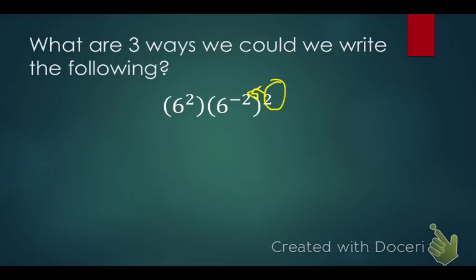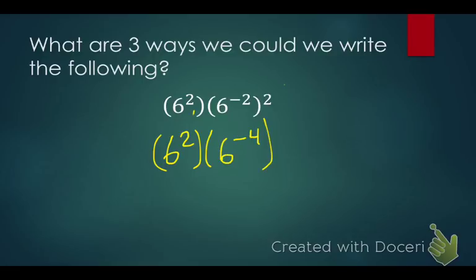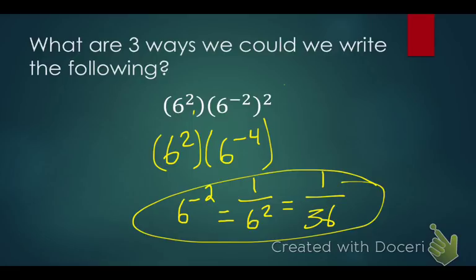Okay, this 2 is only on this 6 to the negative 2. It is not on the entire expression. So I'm going to rewrite 6 squared times, when I multiply, I get 6 to the negative 4. Okay, so when I add them, I get 6 to the negative 2. That's one way to write this expression. Okay, that also equals 1 over 6 squared. That's a second way to write this expression. And the last way to write it is 1 over 36. So there are 3 ways to write a negative expression.